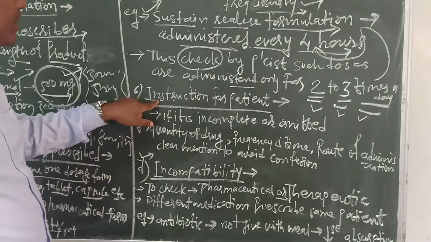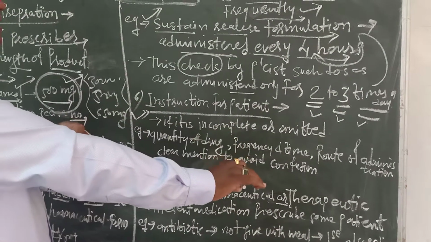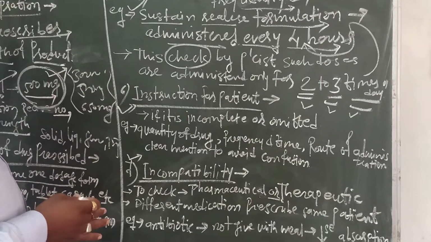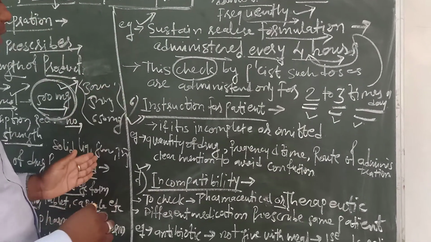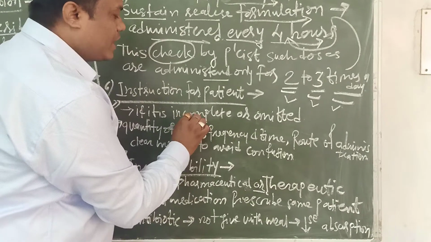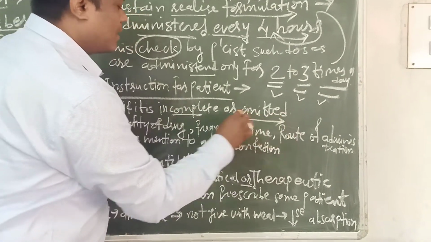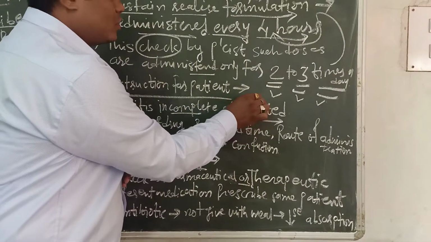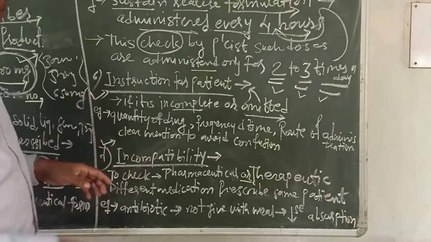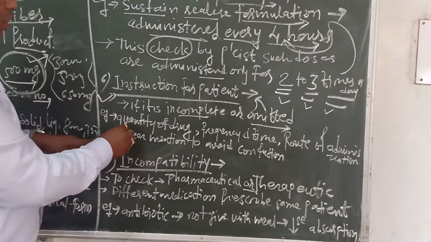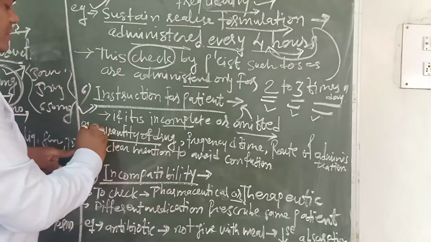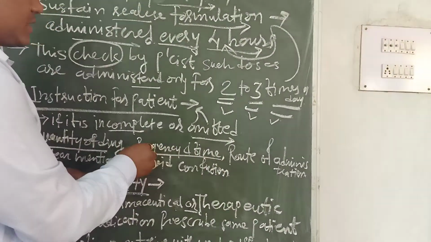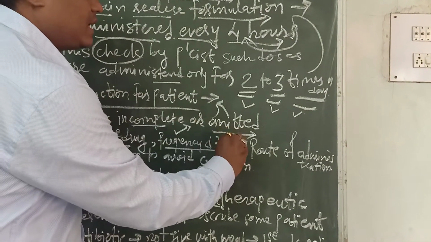While writing the prescription, the physician writes the instructions for the patient. Now how can sources of error come in here? If the prescription order is incomplete or omitted. Incomplete means not written properly, omitted means the instruction is not written at all about what the patient has to do. For example, about the quantity of drug, if it is not mentioned properly, then frequency and time intervals. Frequency means when to take it and at what intervals.